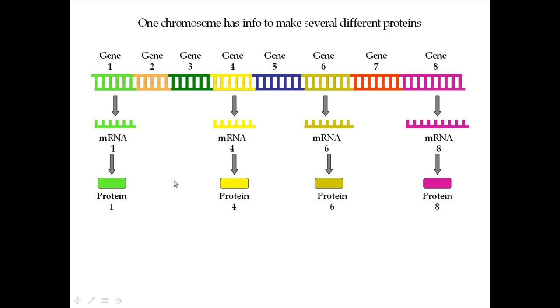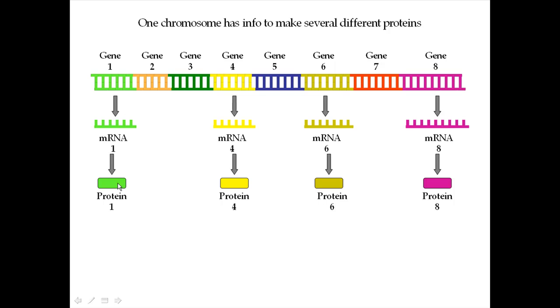a protein. We're seeing here that if you consider all the genes on a chromosome, only some of them at any one time are actively being expressed. In other words, only some of them are actively being transcribed to make messenger RNAs, and only some of those are actively being translated to make proteins.